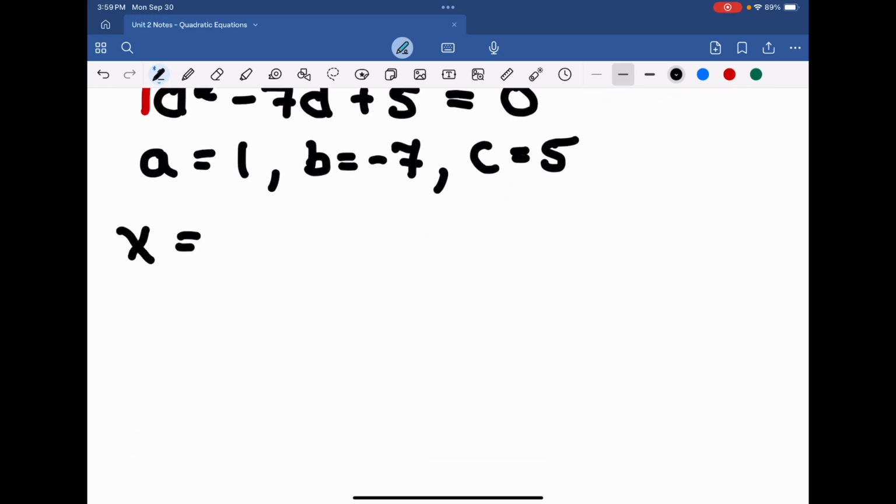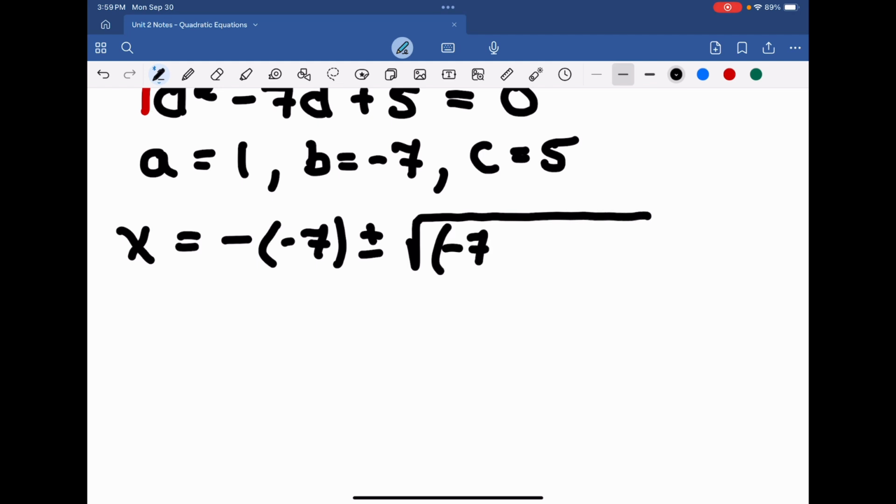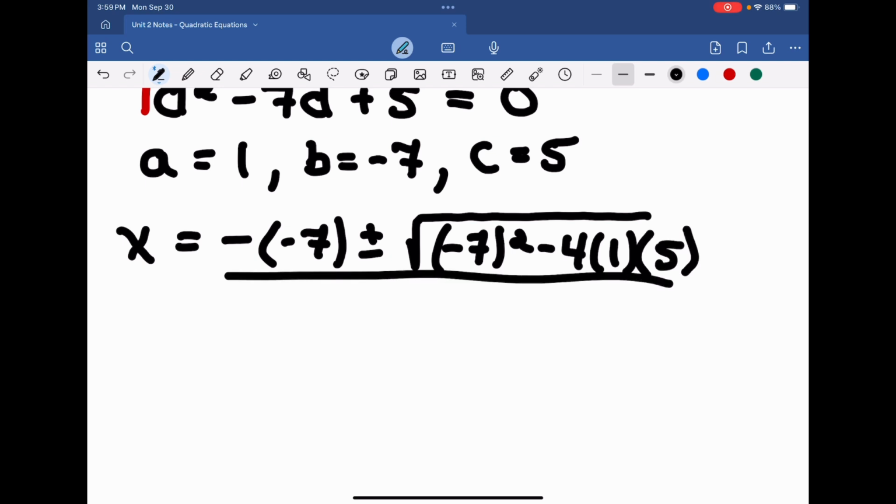Now we're going to plug this into the quadratic formula. We're going to write this as x is equal to the negative b, which is negative 7, plus or minus the square root of the negative 7 squared, which is our b value, minus 4a, which is 1, c, which is 5, all divided by 2 times a, which is 1.